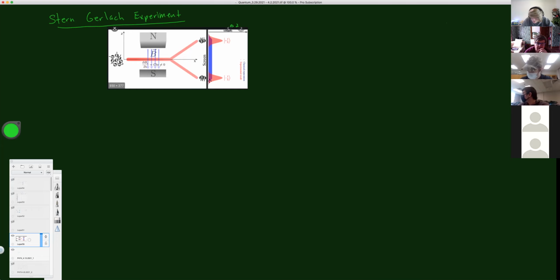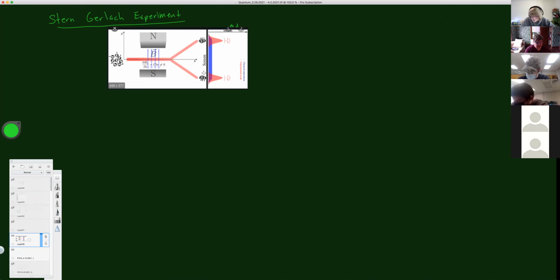Okay. But that's not what was found. What was found is that you get two peaks. So these atoms were basically getting separated into what people now call spin up, which are represented by those little arrows going up, and spin down. And the idea is that there's some magnetic moment here of these atoms.